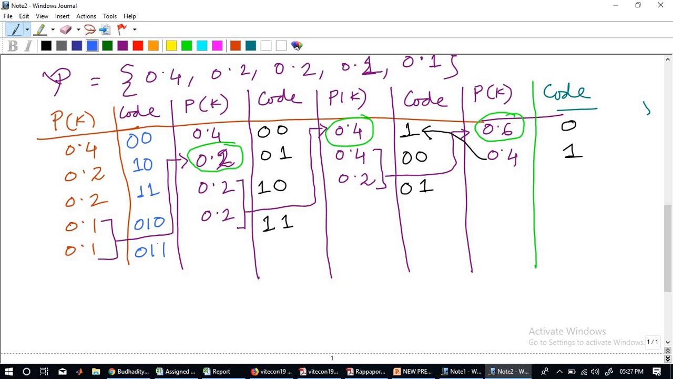Please try to solve for the efficiency of the coding, the redundancy of the coding, and the variance. We had the formula.